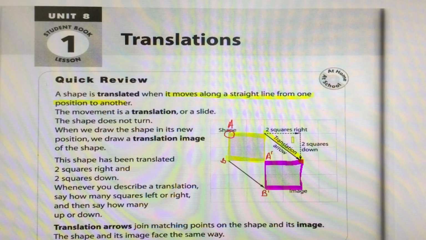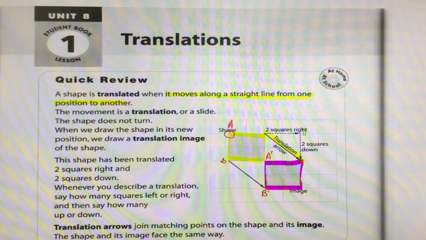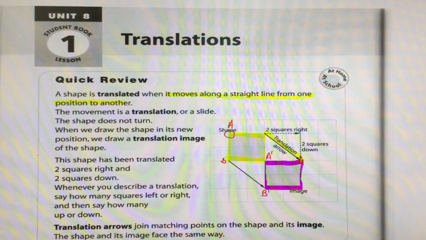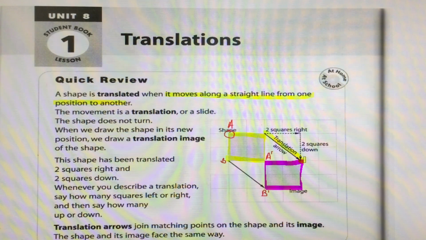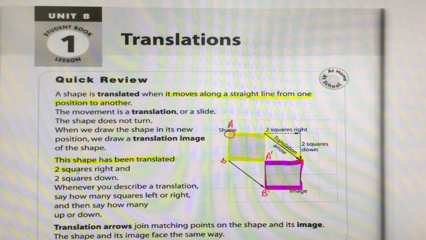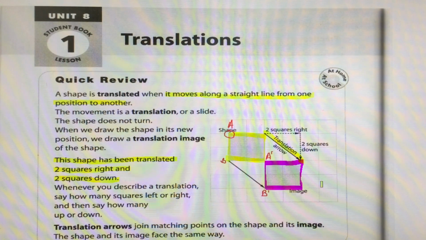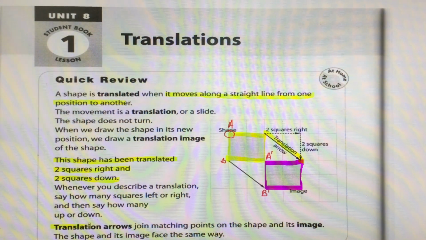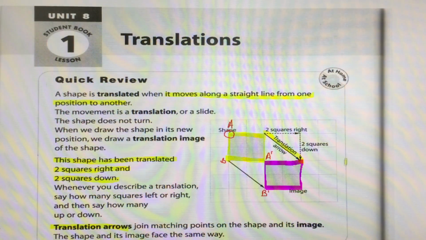When we talk about this, we always talk about the movement as how many units right or left, and then we talk about how many units up or down. It's always going to be the horizontal first and then the vertical. So in this case, it says this shape has been translated 2 squares right and 2 squares down. It's always the right left first and then the up and down. The translation arrow joins the matching points on the shape and its image. And the shape and the image always face the same way.